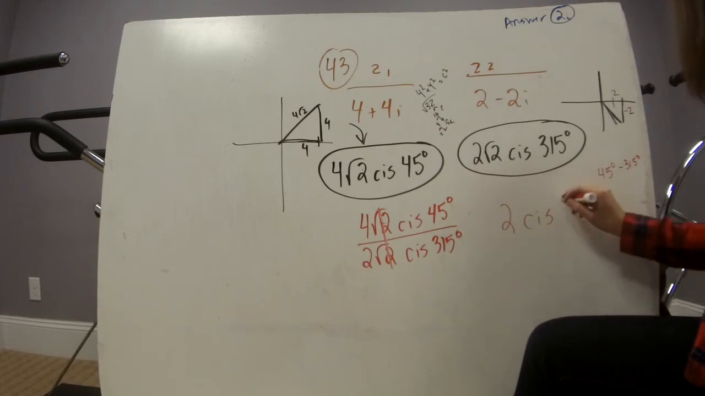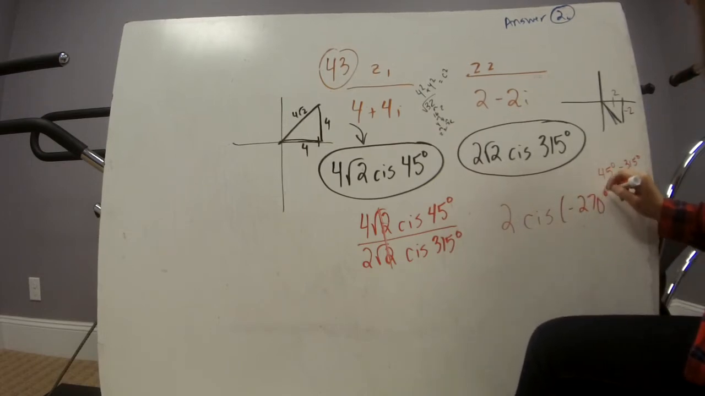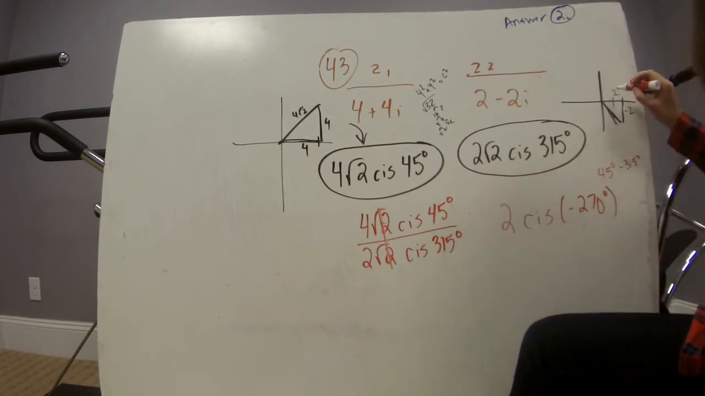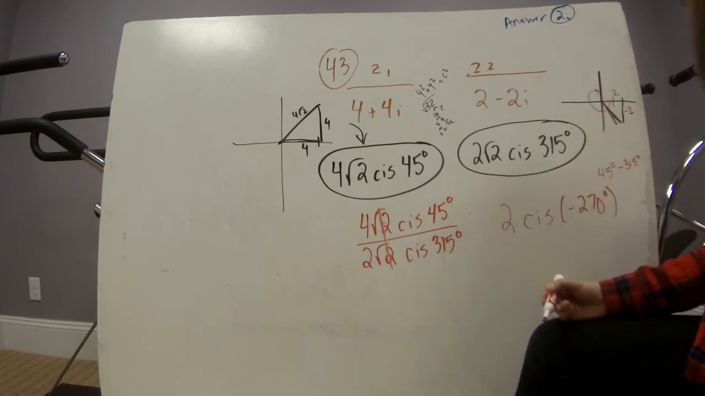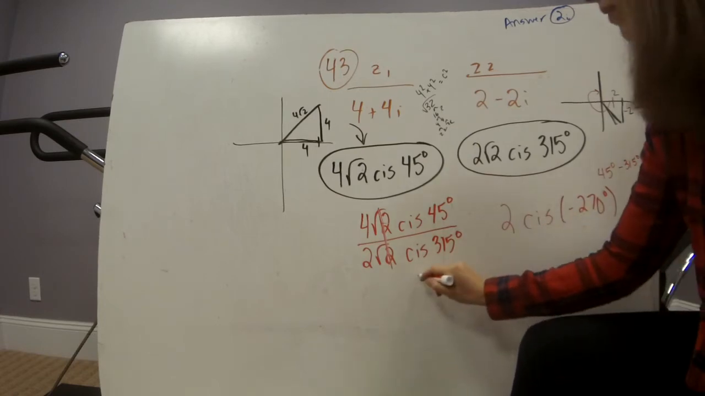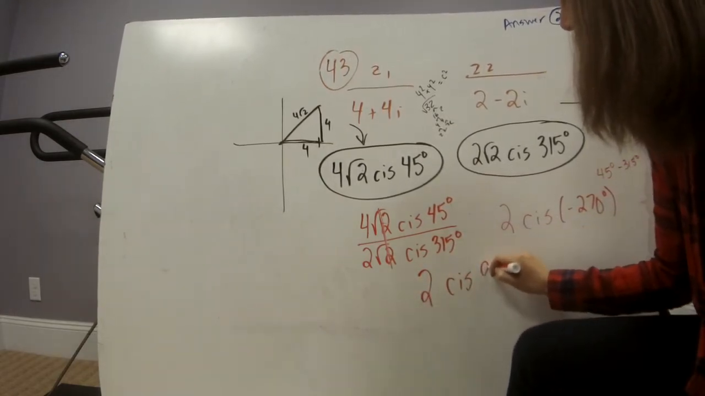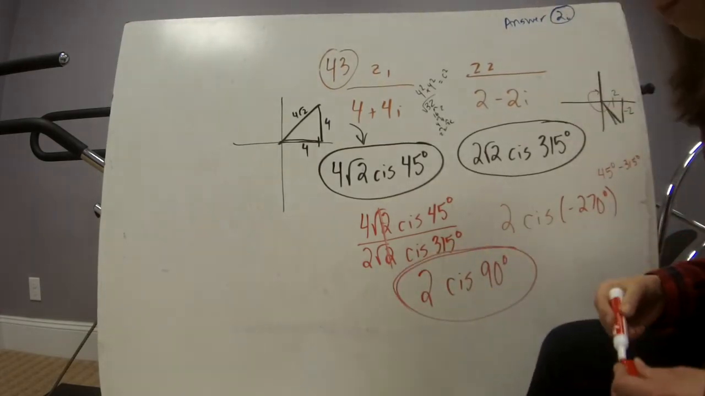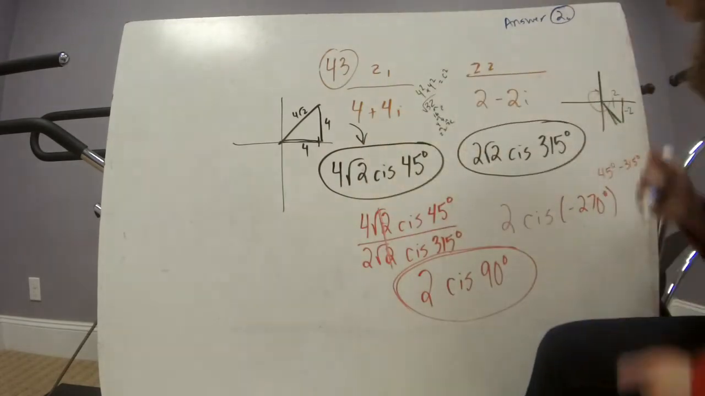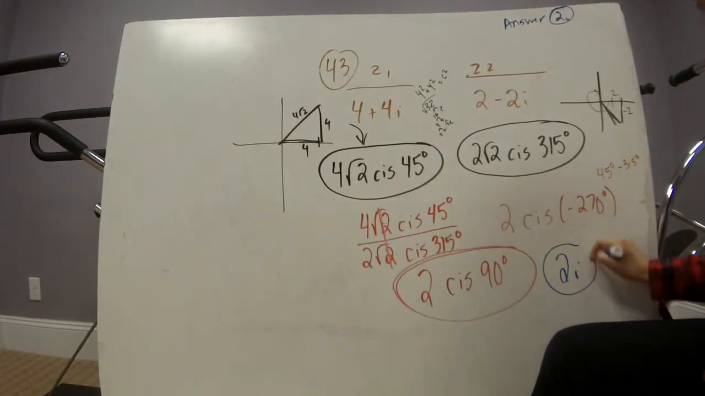Yeah. But remember, we can't have a negative in here. So negative 270 would be like going this way all the way around here. But what's negative 270 equivalent to? It's equivalent to 90. So 2 cis 90 is actually our final answer for this part. Now the question again is, does that match our answer of 2i?